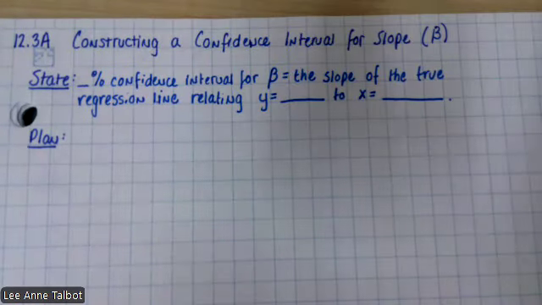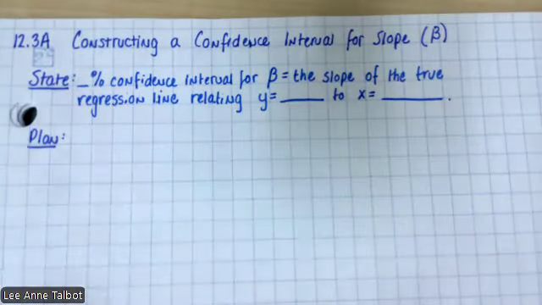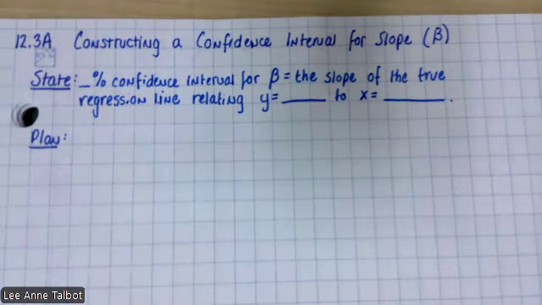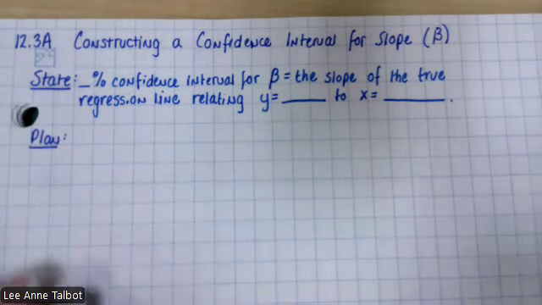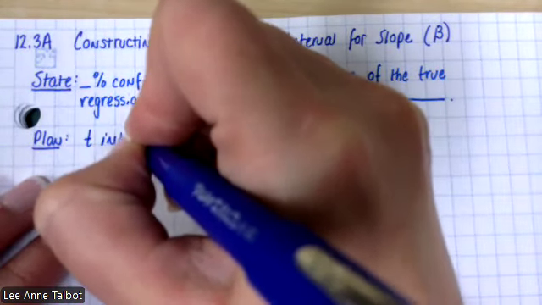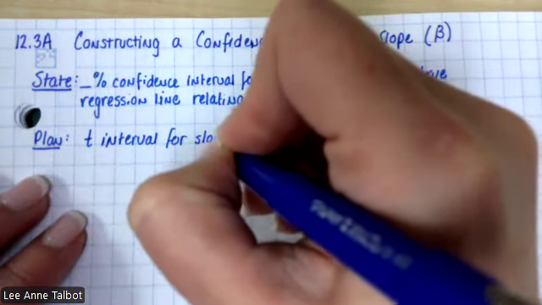Yeah, you have to. The thing about this particular part is that it's annoying. The math is super simple. Okay, now this is where the most annoying part comes in. So just get mentally prepared to be irritated. Okay, t interval for slope.